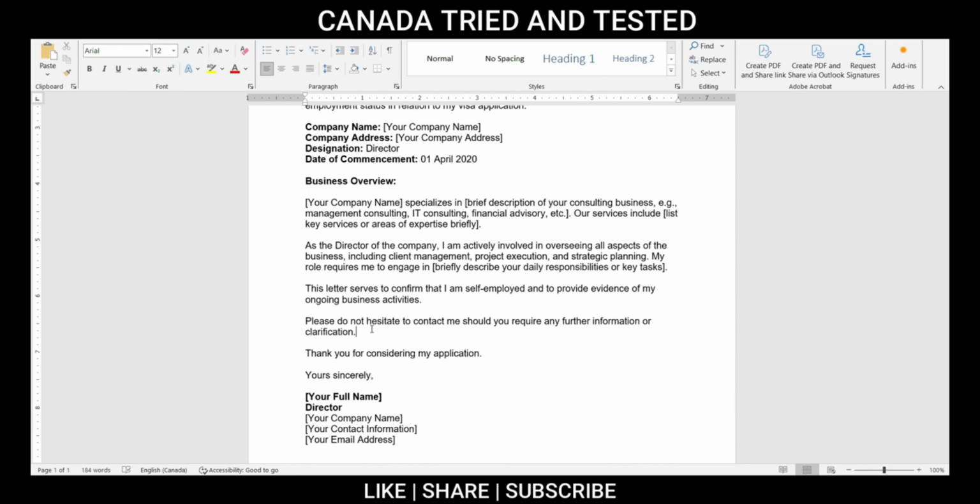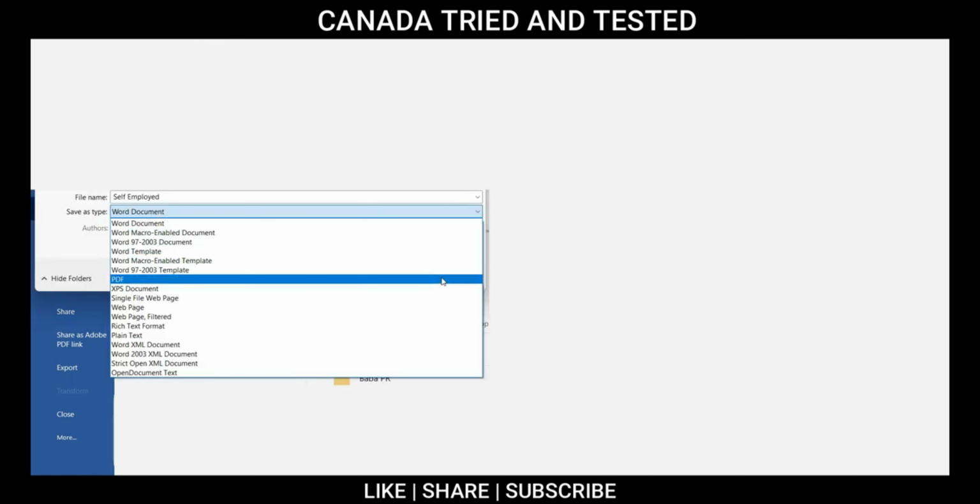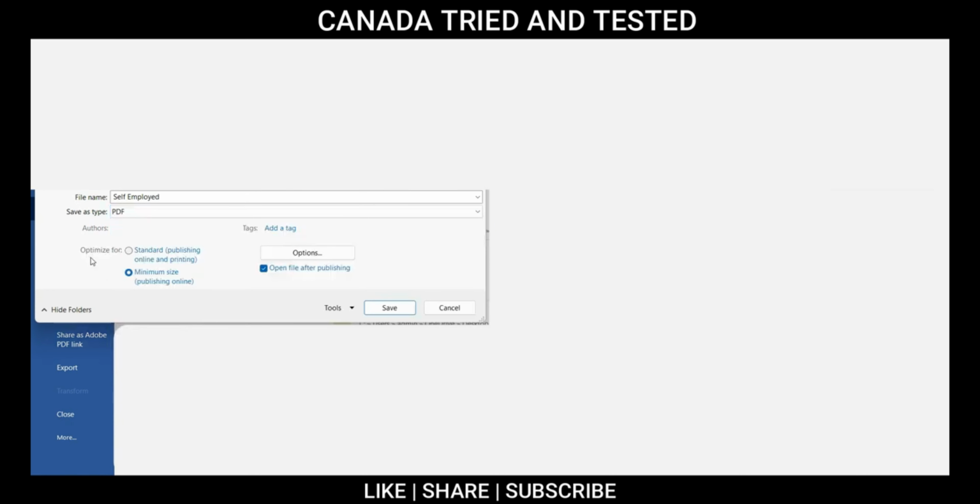To do that, come here, click File, then click Save As. Don't go for Save as Adobe PDF, come to Save As. Here, choose the location, browse to the location where you want to save this. And once that is done, you see here, select PDF from here. Once you do this, you have two options: Standard, for publishing online and printing, and Minimum Size, for publishing online. So you can check the size of the PDF, and whichever is the reduced size, you can use that to upload.